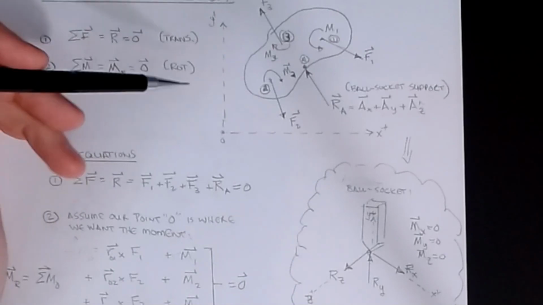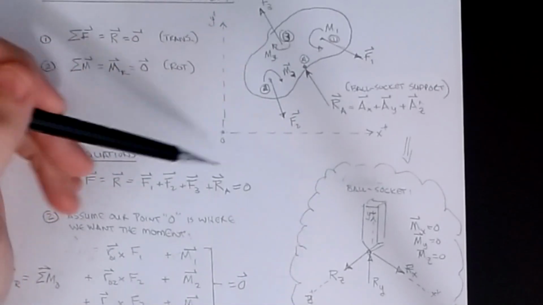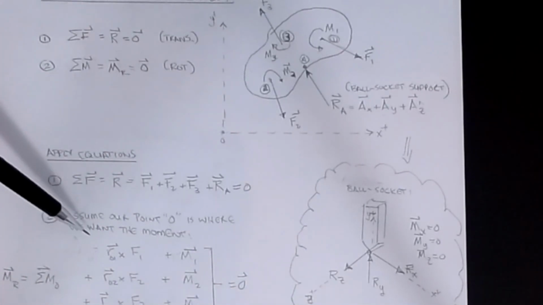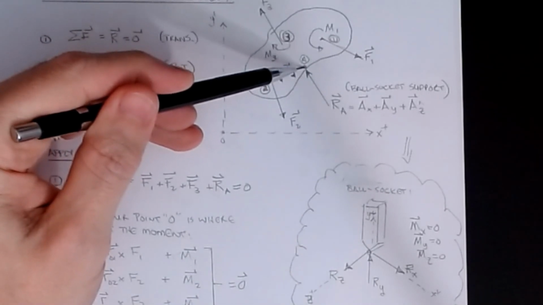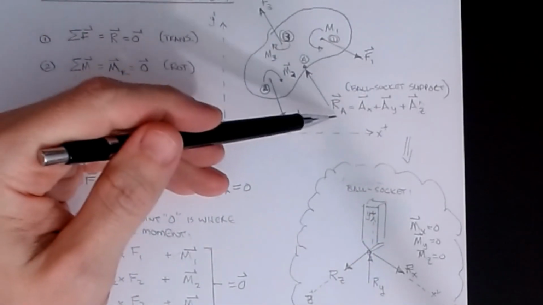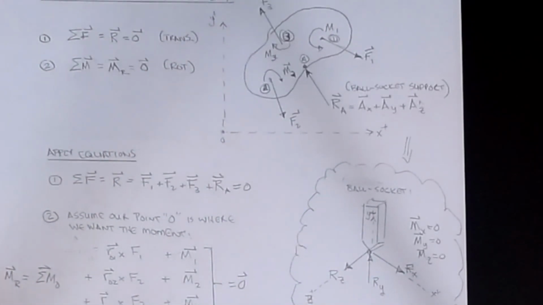There will be strategies that we'll talk about in the videos and techniques coming up that will help you choose what your point is. But for the sake of our argument, I'm going to take it as O. A lot of times we take it at a support condition that has a lot of unknowns, because if I take a moment there, this guy doesn't contribute to the moment. But for this one, I want to make sure that he stays in the equation, so I'm going to take it about O, and we're just going to look at what the formulas are doing for us.